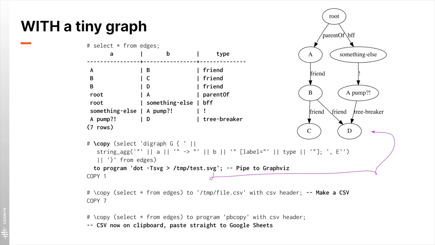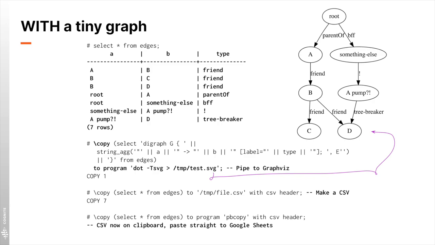So with copy, you can pipe the output of what you get through a program. In this case, I generate GraphViz of the input and pipe it straight to GraphViz to generate the graph in the top right corner, which is a lot easier for humans to use to visualize a graph, of course.